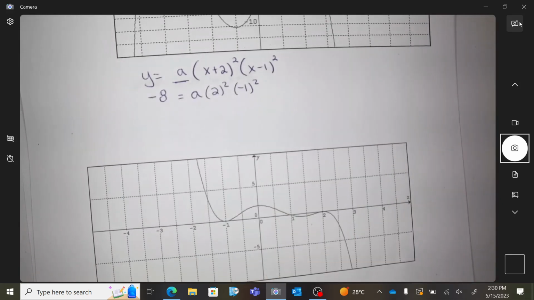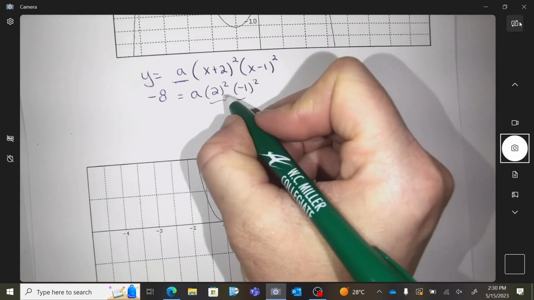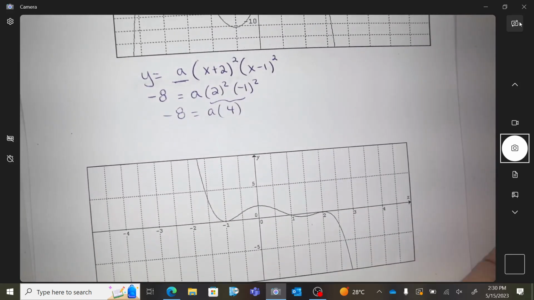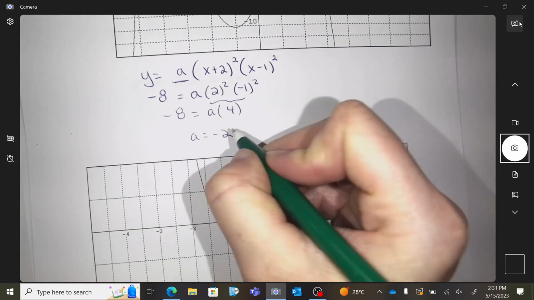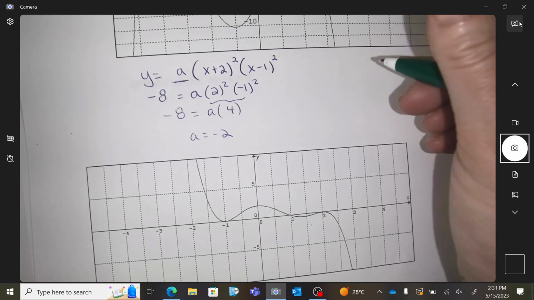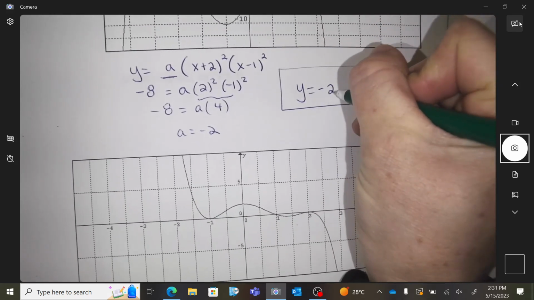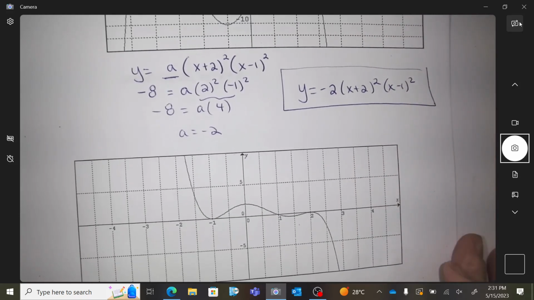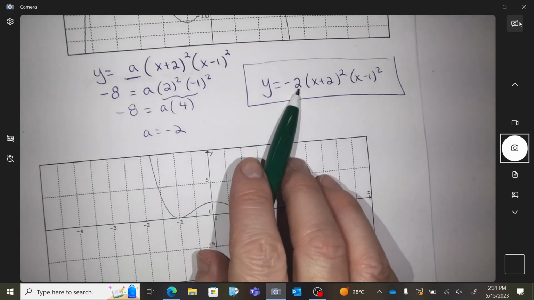So I replaced all the x's with 0. I replaced the y with a -8. And then I can just kind of see what the number would have to be. So that ends up being -2, which we guessed. We guessed negative anyway, right? So you should now finalize it here. So rewrite what you started with, but now replace the a.